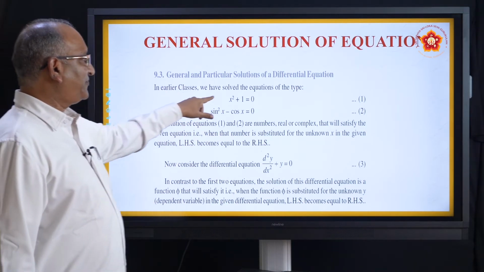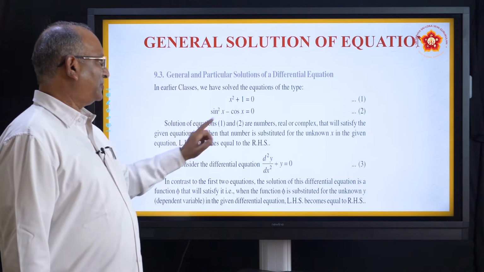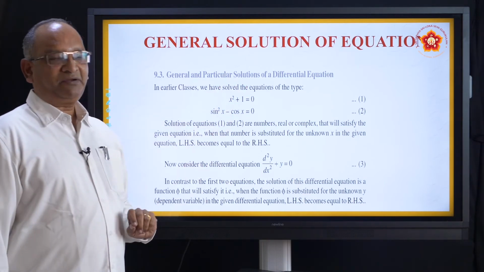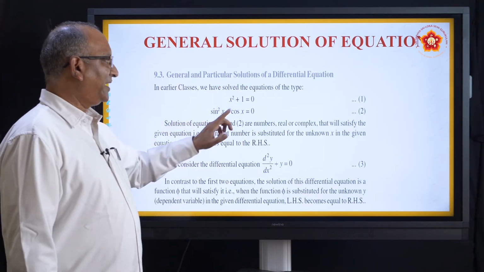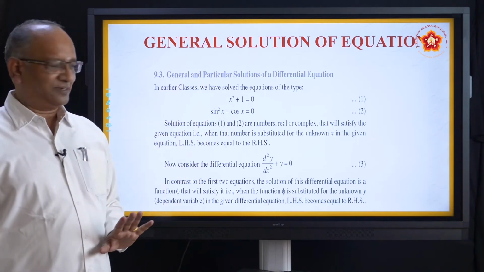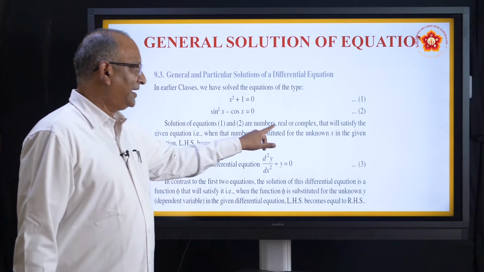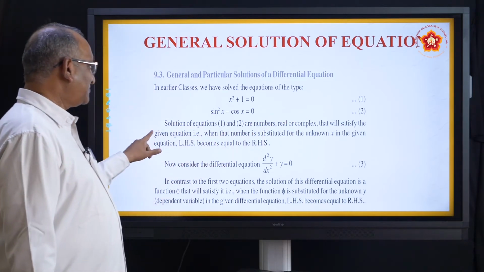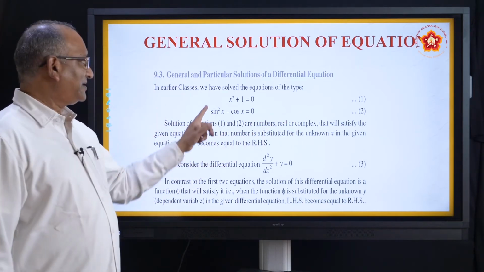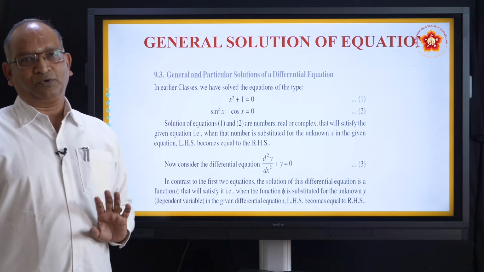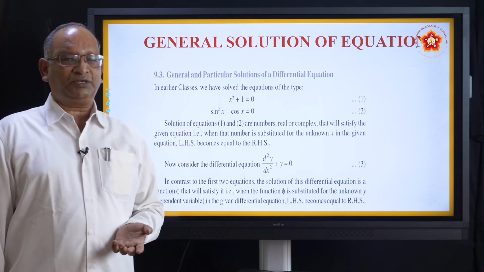In earlier classes, we have solved equations of this type. This is a quadratic equation and this is a trigonometric equation. All this we have already studied. Okay? Solutions of equations 1 and 2 are numbers, real or complex, that will satisfy the given equation. For example, x square plus 1 equal to 0. How do you find the solution?